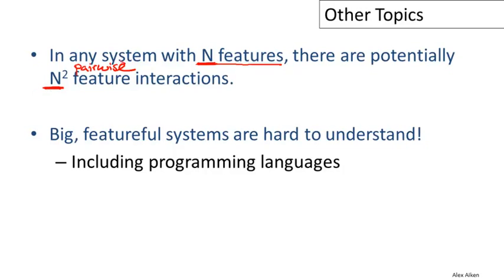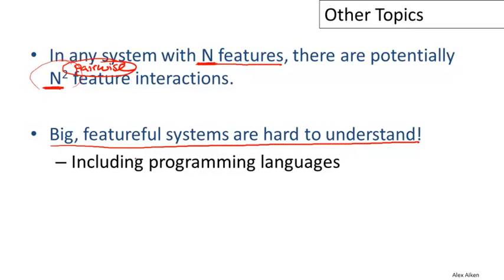All right? And this is just the pairwise features. This is just considering pairwise interactions between one feature and another. If I have to start worrying about subsets of features and thinking about how all possible subsets of features might interact with each other, well, then this number of potential interactions will grow, in fact, exponentially. So it'd be way more than quadratic. And the bottom line here is that big featureful systems are hard to understand.